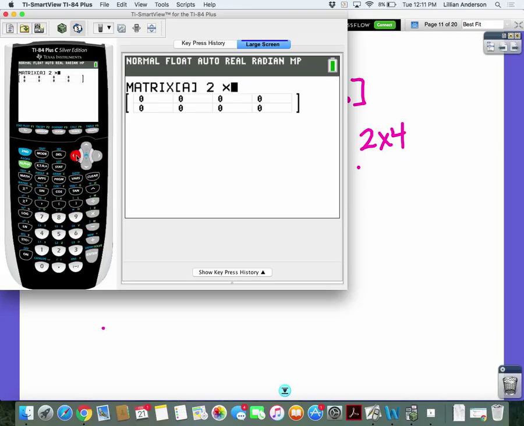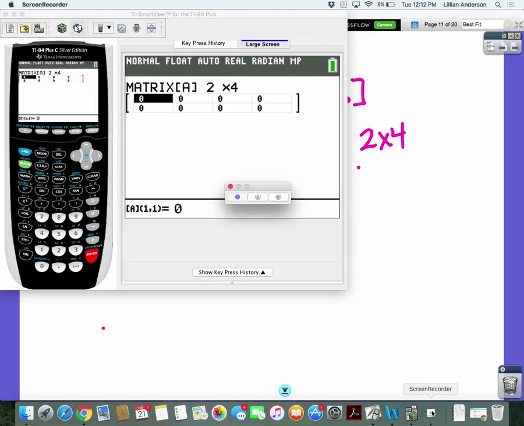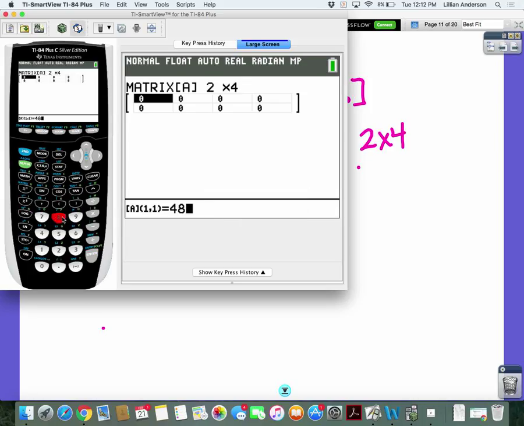So say I originally had up here that it was a 1x3. I needed to change, so I'm going to click 2, press enter or the over button, and type in 4. Basically my matrix turns into a 2x4 matrix, a 2x4 table. So then you type in your data from your observed table. That was 48. So you click 48, you click enter, and it goes across.